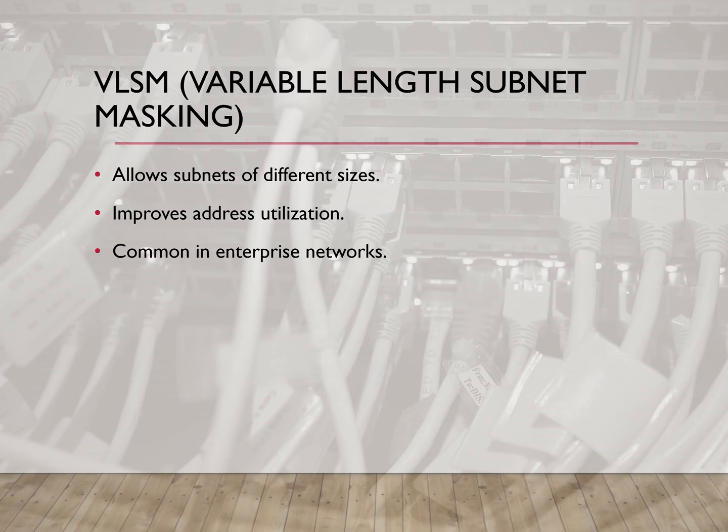Variable length subnet masking, or VLSM, allows networks to use subnet masks of different sizes. This helps organizations allocate IP addresses more efficiently. Larger departments can receive bigger subnets, while smaller departments receive smaller ones, reducing wasted addresses.